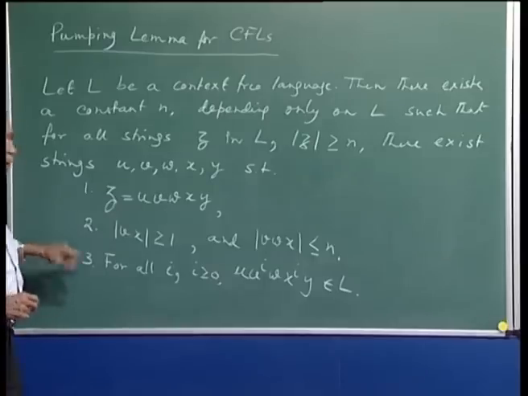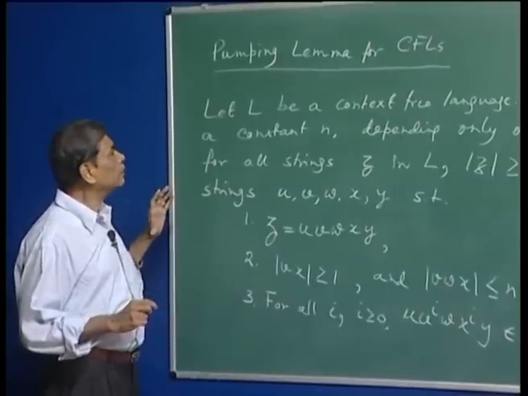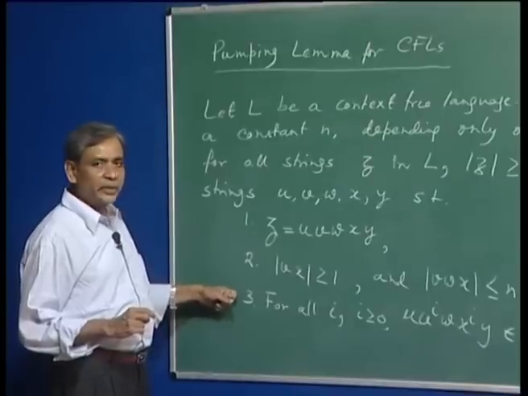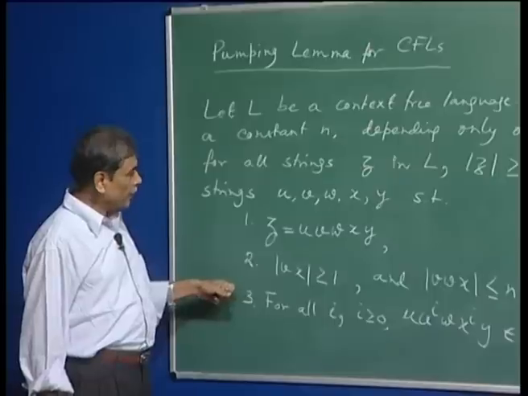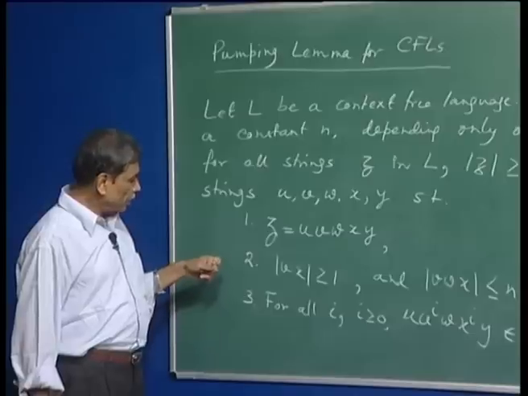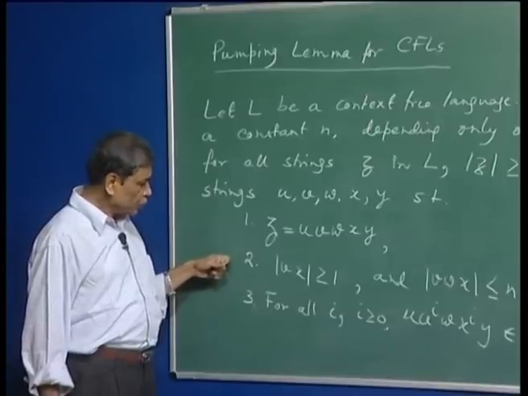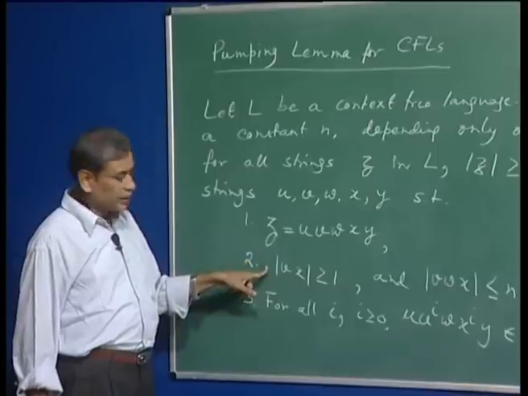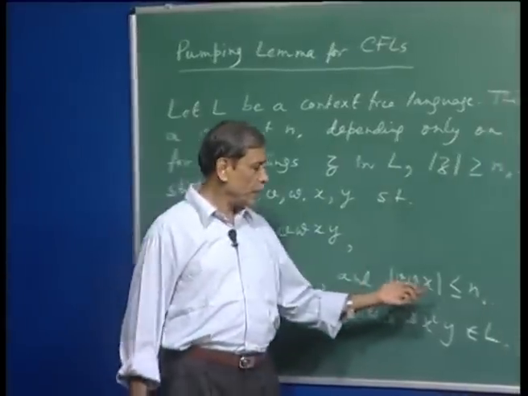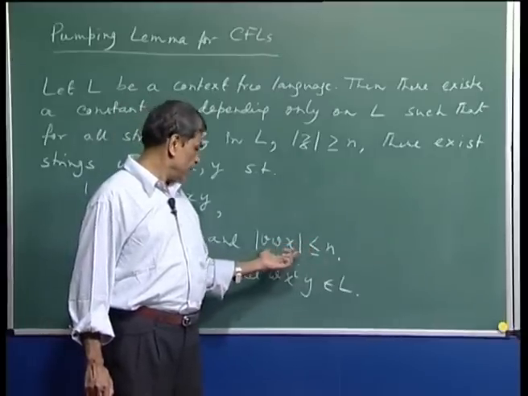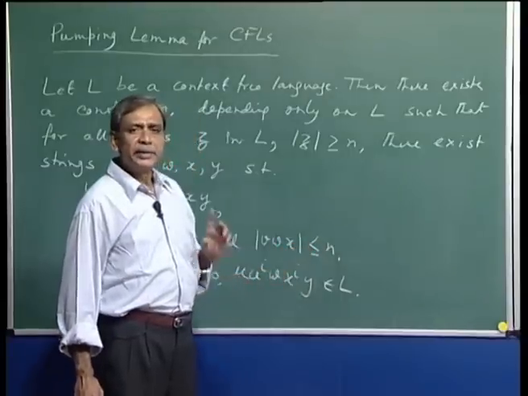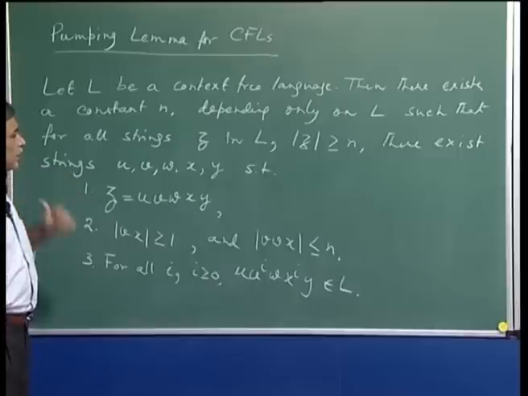Last time we completed the main crux of the proof, which is showing how this condition 3 we managed to obtain for a certain breakup u, v, w, x, y. What was left was to show that this condition 2, that is the length of vx is greater than or equal to 1, and the length of the concatenation vwx is less than or equal to n. This particular part was left, otherwise we had completed the proof.